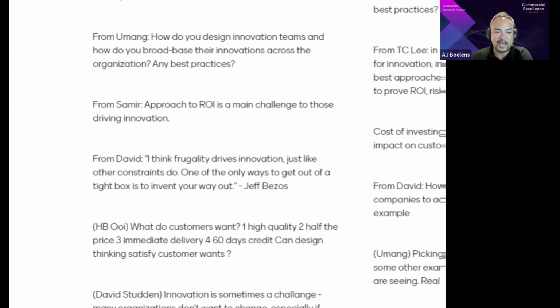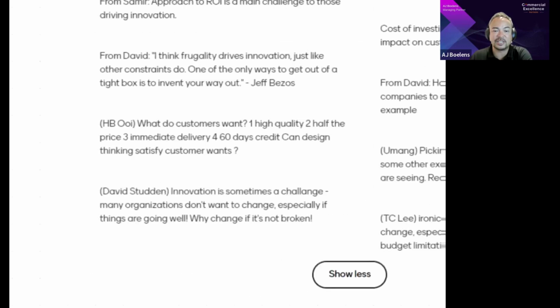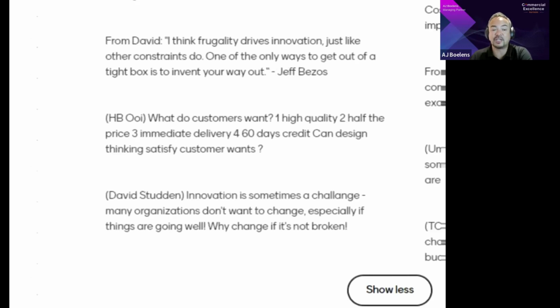All right, Dave made a comment here. Innovation is sometimes a challenge. Many organizations don't want change, especially if things are going well. Why change if it's not broken? Absolutely. But who determines if it's broken? It's normally going to be the customers.